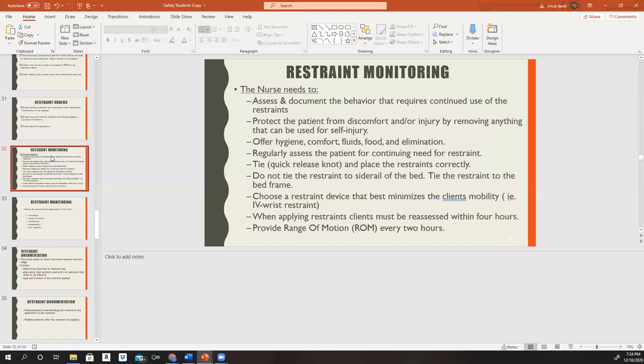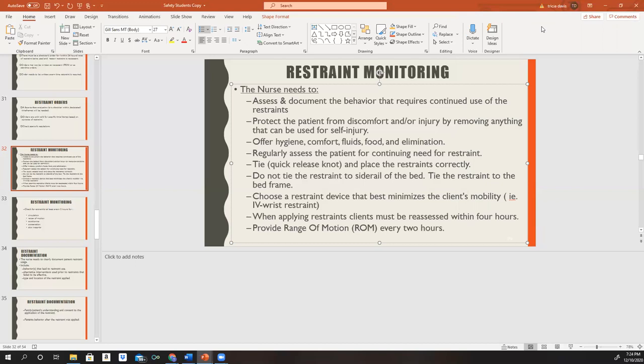Tie a quick release knot and place the restraints correctly. Do not tie the restraint to the side rail of the bed. You want to always tie the restraint to the bed frame, some part of the bed that does not move, because if you put it on that side rail and then that rail goes up and down, you can hurt the patient. You want to choose a restraint device that best minimizes the client's mobility, which would be the wrist restraint. When applying restraints, clients must be reassessed within 4 hours. Well, in my facility, it's 2.